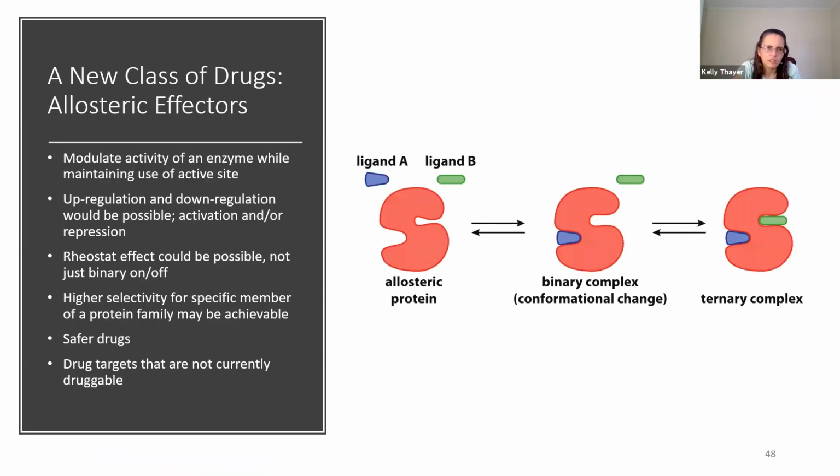So in order to understand this, let us consider the problem that we're interested in solving here. We're interested in developing a new class of drugs called allosteric effectors. What we want these to do is modulate the activity of an enzyme while maintaining the use of the active site. This is our typical cartoon that we show in biology classes to understand what allosteric signaling is.